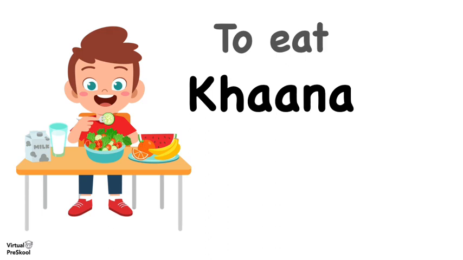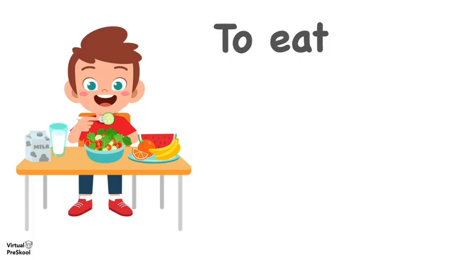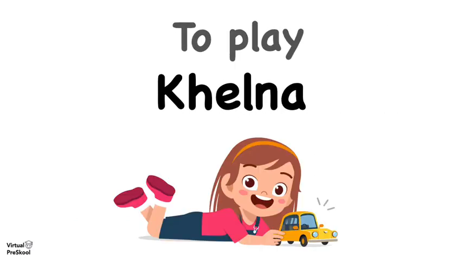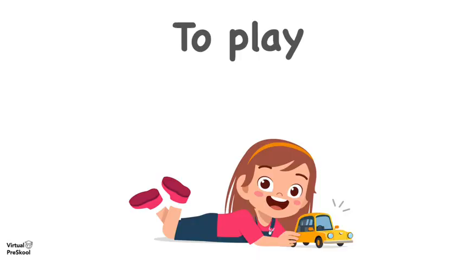To eat is khana. So first we chop off the na and we are left with kha. The word is incomplete and now we can make two new words out of it. Khata and khati. This is a boy, so what would he say? Khata. To play is khelna. So what happens first? We get rid of the na and we're left with khel. The word is incomplete, so what are the two new words we can make? Khelta and khelti.